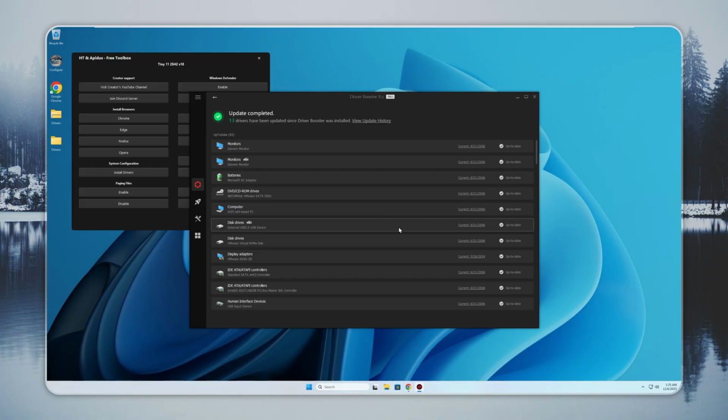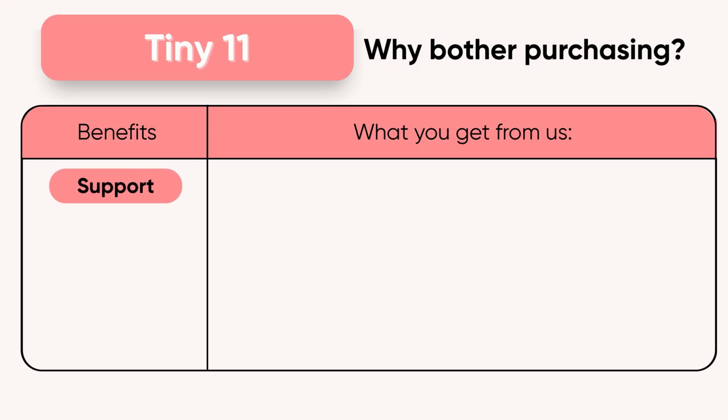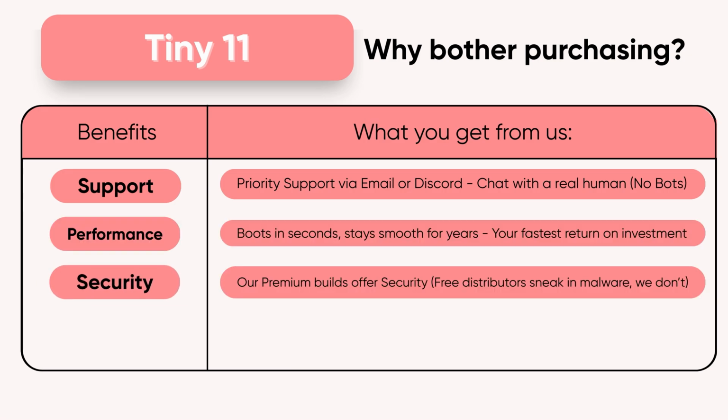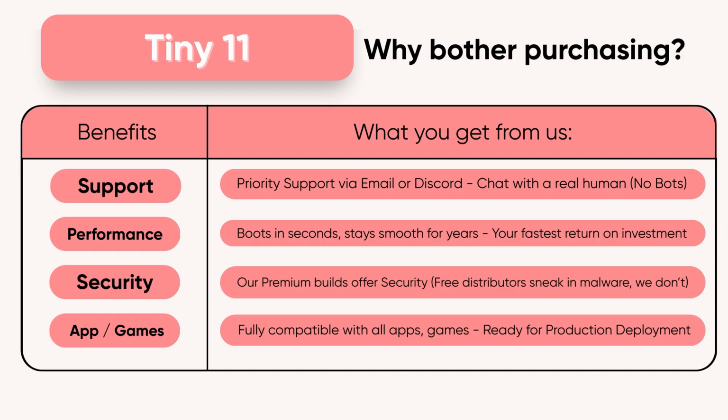Why choose Premium Tiny 11 25H2? Safety first. The official build stays updated and secure. Many free versions online contain malware. Optimized performance. This build stays small, fast, and bloat-free. It works well on low-end and older PCs with zero telemetry. Direct support. You get help via Discord or email. Premium Tiny 11 25H2 stays fast, secure, compatible, and fully supported.